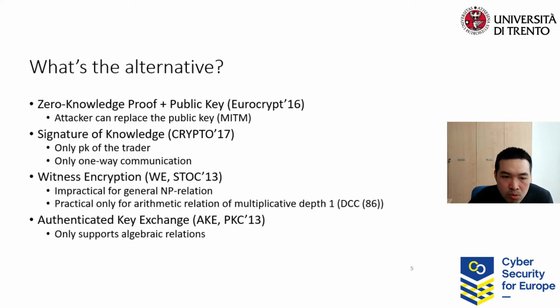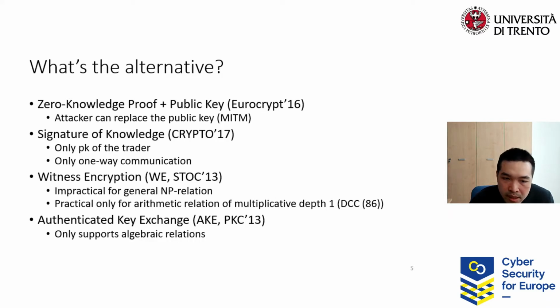There are several solutions available, but they all have some issues. A trader can use zero-knowledge proof to prove his suitability and send along a public key. But the man-in-the-middle attacker can replace the public key easily. A trader can also use a signature of knowledge to sign the public key to overcome the man-in-the-middle attack. But this provides only one-way communication, as the investor now knows the public key of the trader for secure messaging, but the trader cannot send a secure message to the investor.